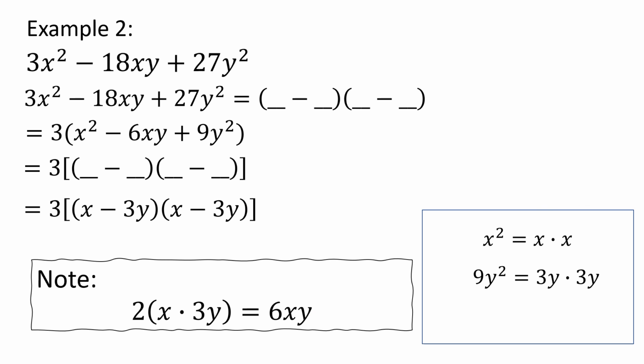So also we can write this in the form of 3 times the quantity x minus 3y squared. So it is still the same. Note that the middle term must be twice the product of your factors, and this must be equal to our middle term. So our middle term is 6xy, so that is correct.